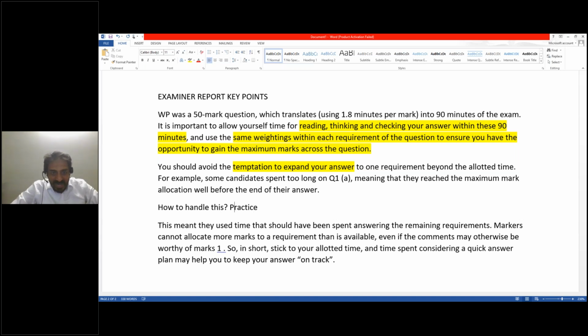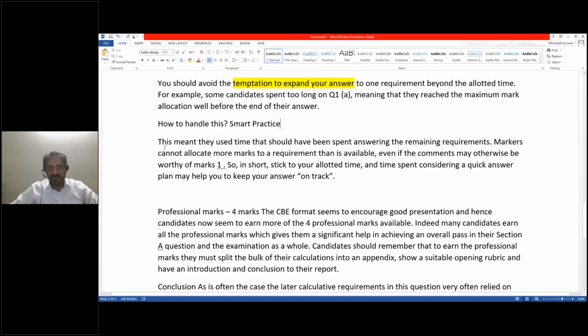But here the practice includes a smart practice. Sir, what is the meaning of a smart practice? Don't worry, I will tell you later. Don't worry how to handle it. But practice is the key thing.